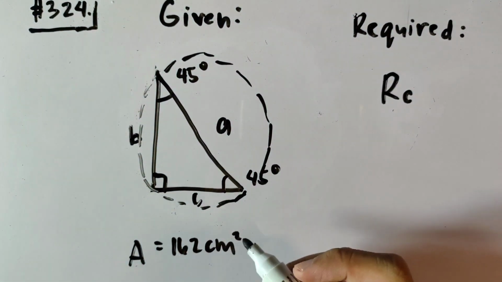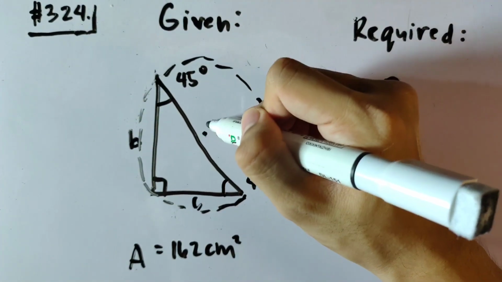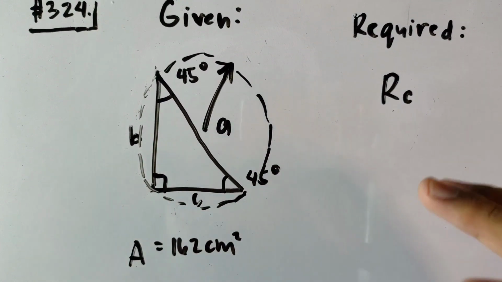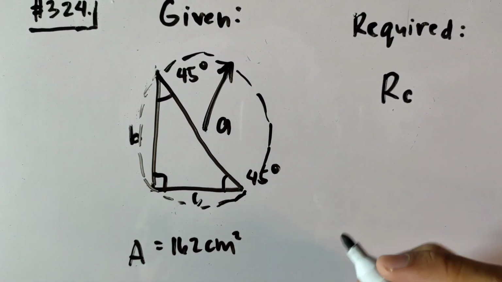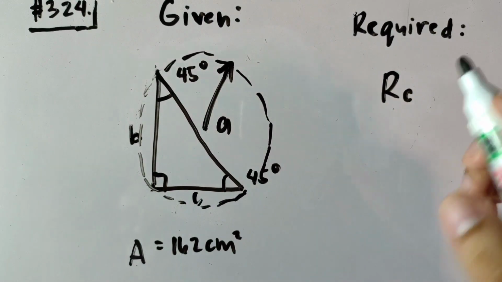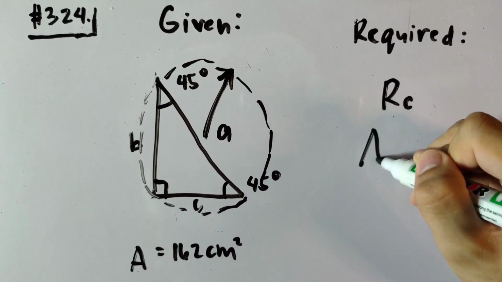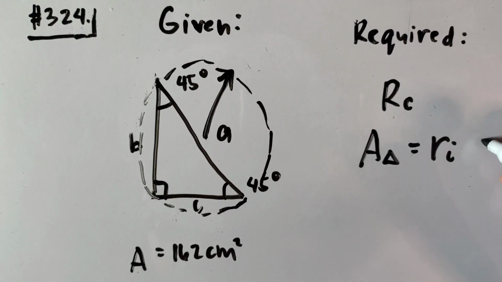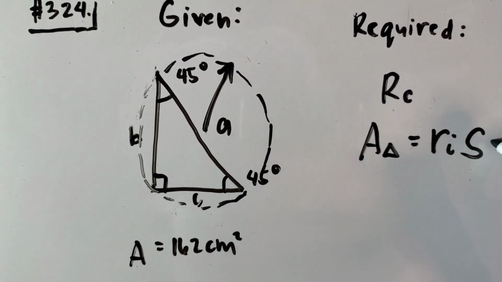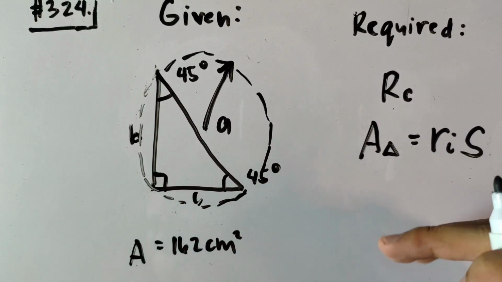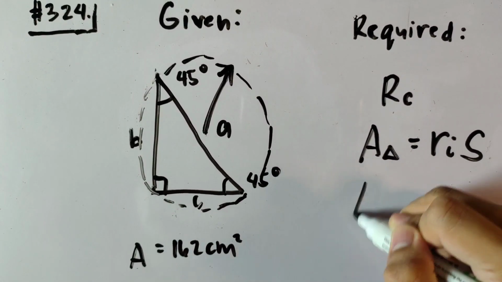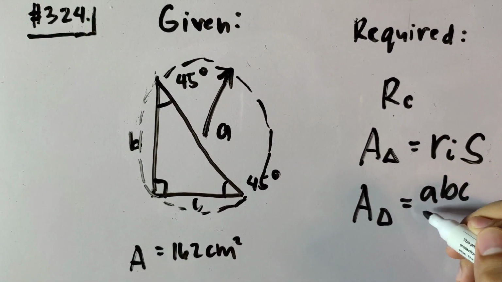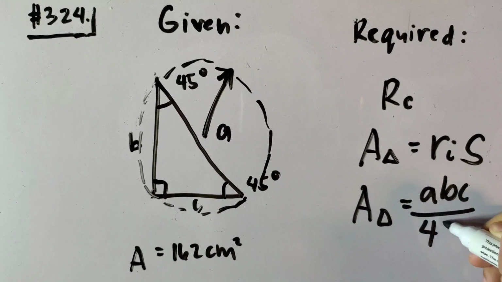Parang ganyan yung circle natin. So, hanapin daw natin yung radius ng circle circumscribing the triangle. So, meron ulit tayong formula or equation para dito. Kung kanina, yung formula natin, area ng triangle is equal to radius ng inscribed circle times S, ito para sa inscribed. Ngayon naman, ang equation na gagamitin natin ay area ng triangle is equal to ABC over 4R.